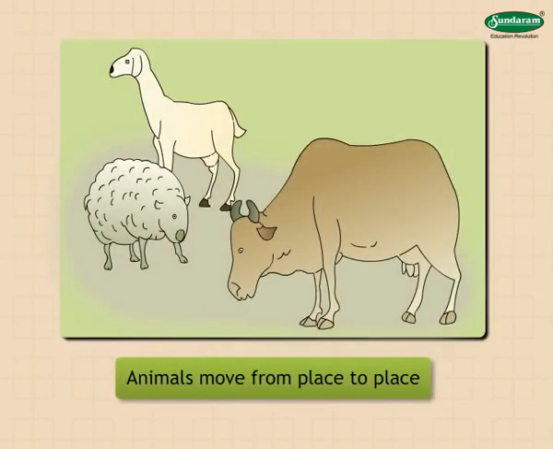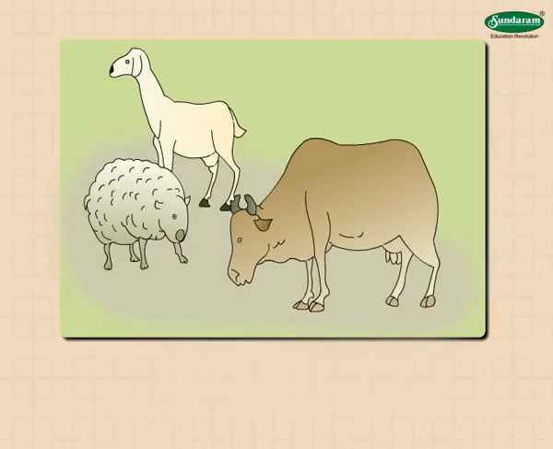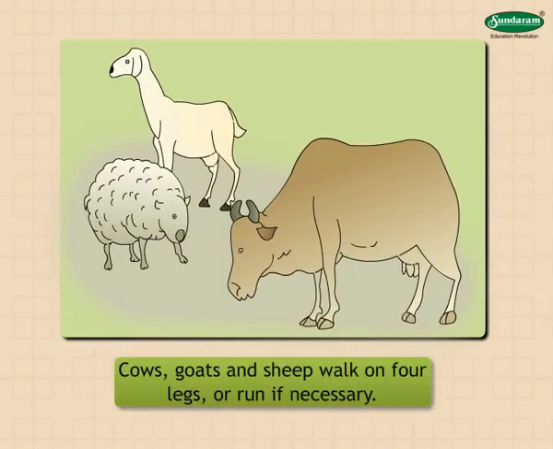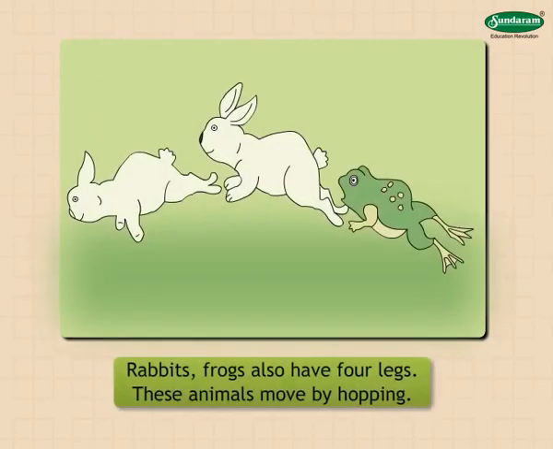Movement in animals. Animals move from place to place. Cows, goats, and sheep walk on 4 legs or run if necessary. Rabbits and frogs also have 4 legs. These animals move by hopping.